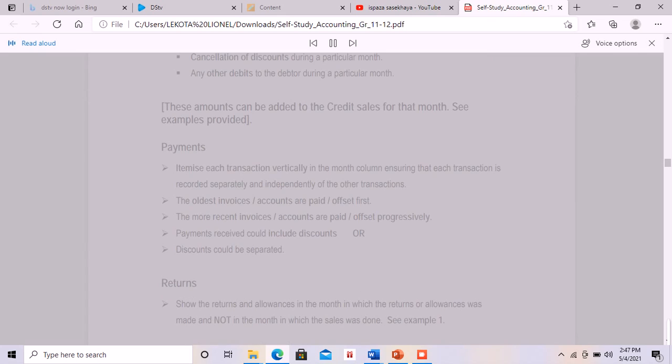Cancellation of discounts during a particular month. Any other debits to the debtor during a particular month. These amounts can be added to the credit sales for that month. See examples provided.